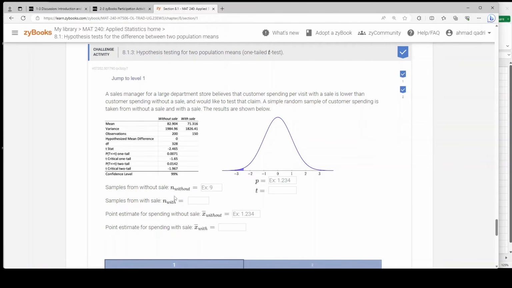So n without. So that's given here for observations. For without is 200 and with is 150. The point estimate for the spending without sale is 82.904. The point estimate here would be the sample mean. So this is the sample mean here. And then the point estimate for spending with sale is 71.316.